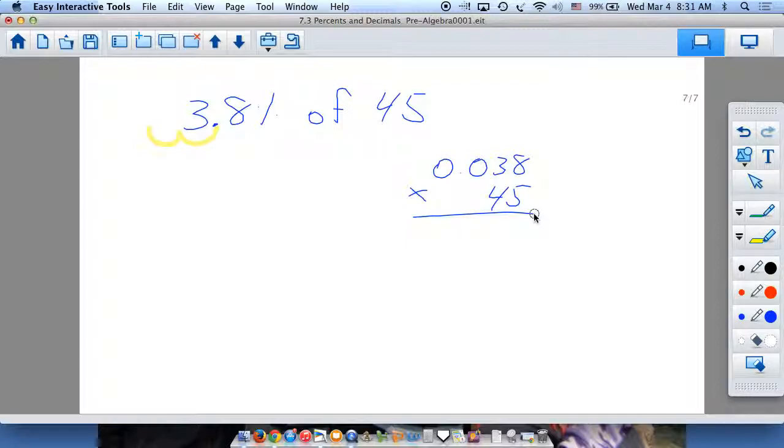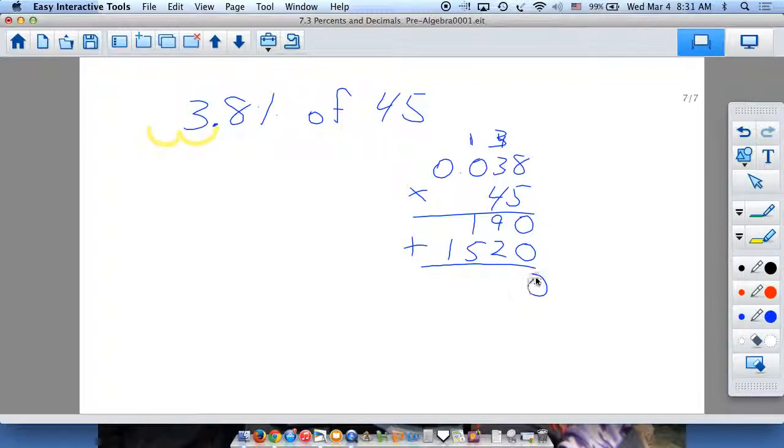So 5 times 8 is 40, carry the 4. 5 times 3 is 15, plus those 4 is 19, carry the 1. 5 times 0 is 0, plus 1. I'm not going to add that extra 5 times 0 in the end. Second row. We have 4 times 8 is 32, carry the 3 now. 4 times 3 is 12, plus that 3 is 15, carry 1. 4 times 0 is 0, plus 1.